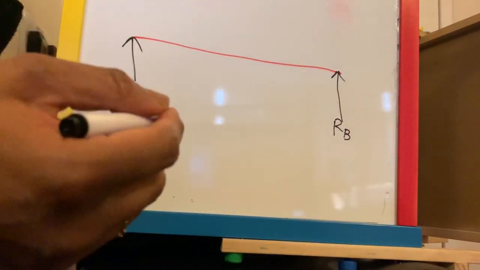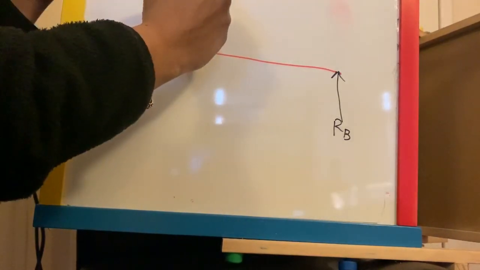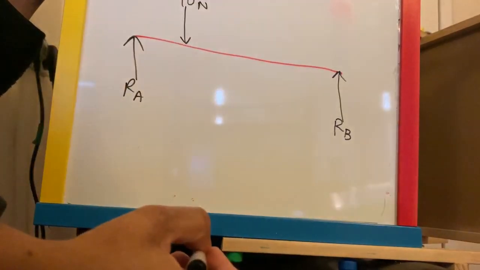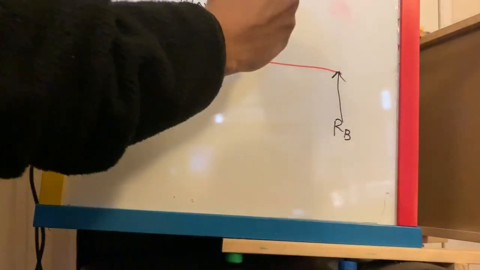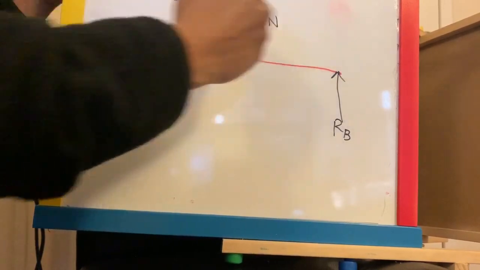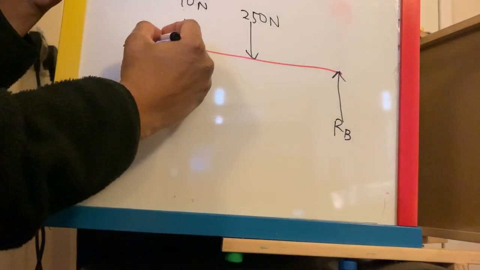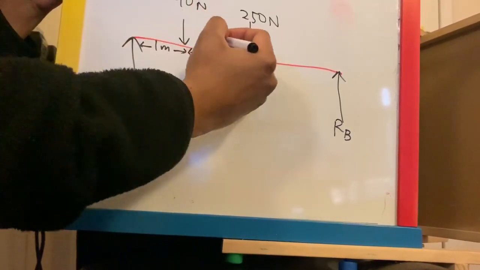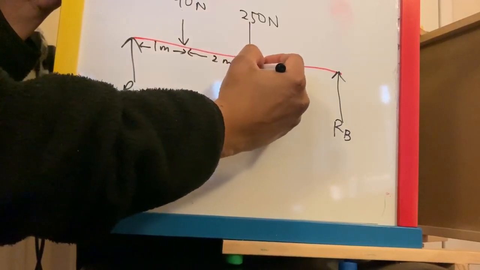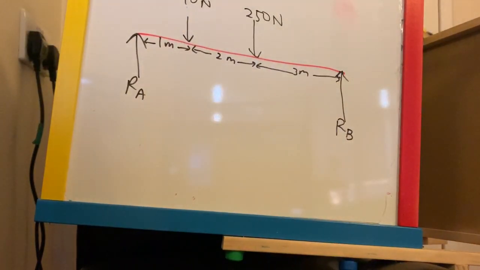Okay, right, and then here we have a 90 Newton force, and over here we have a 250 Newton force. So it has to be shorter than that. Okay, and between this we have 1 meter. Between these two forces we have 2 meters. And between these two forces we have 3 meters. That's it. Okay? Right.